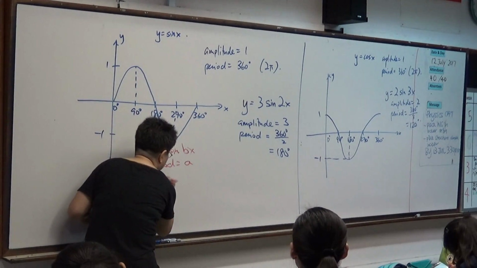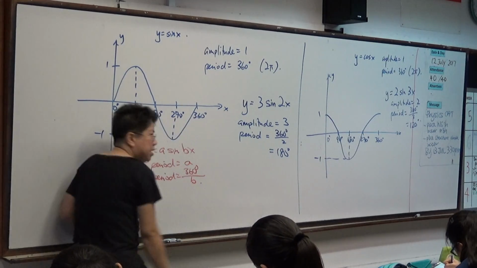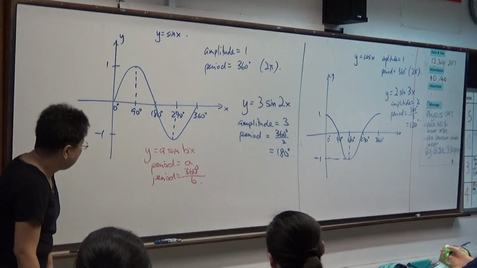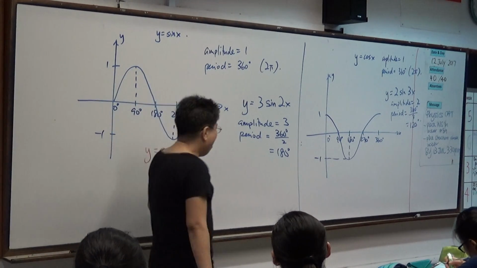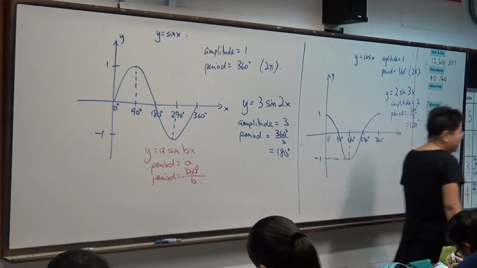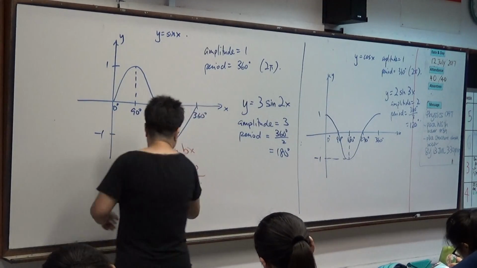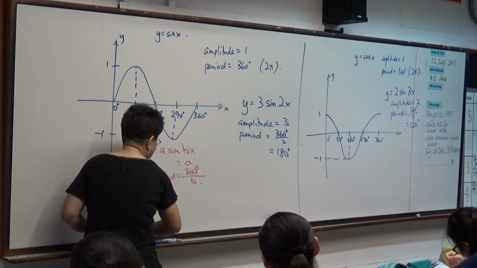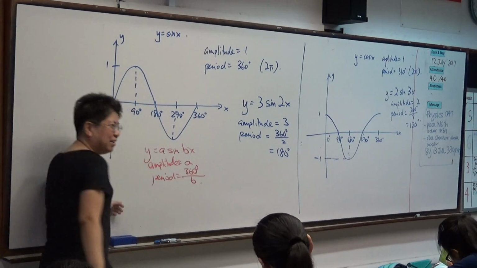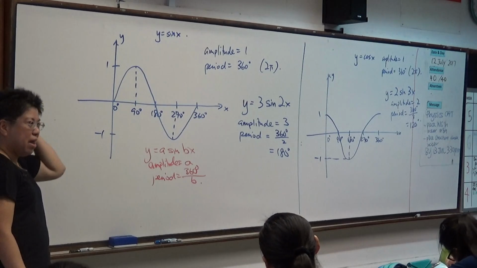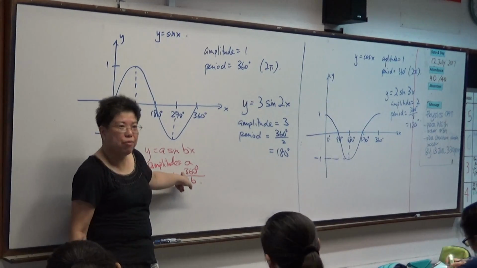What about the period? 360 divided by b, right? Oh dear! How must I rewind the video for me? It's human, make mistake, I must tell them. Teachers are also human. Amplitude, right? A, and then period is just 360 over b. Now, if they give in radians, then you cannot have 360. What do you have? Just 2 pi over b.